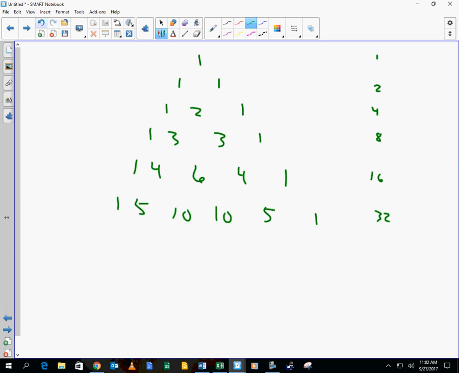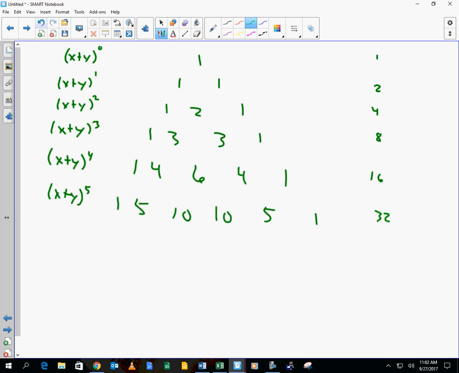That's something that's interesting. Now, here's the other thing that you really have to focus on, okay? This is x plus y raised to the 0 power. This is x plus y raised to the first power. This is x plus y to the second, x plus y to the third, x plus y to the fourth, and x plus y to the fifth.